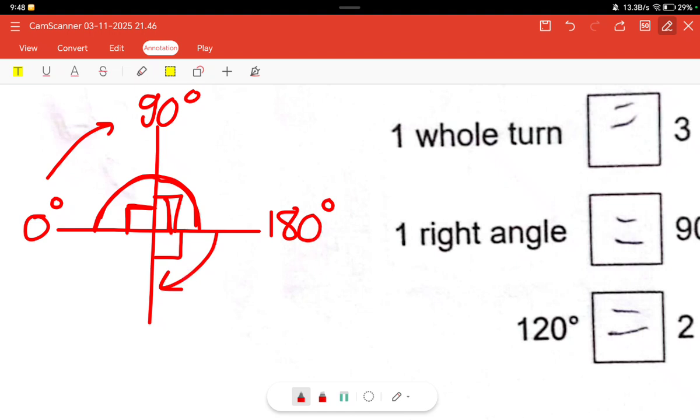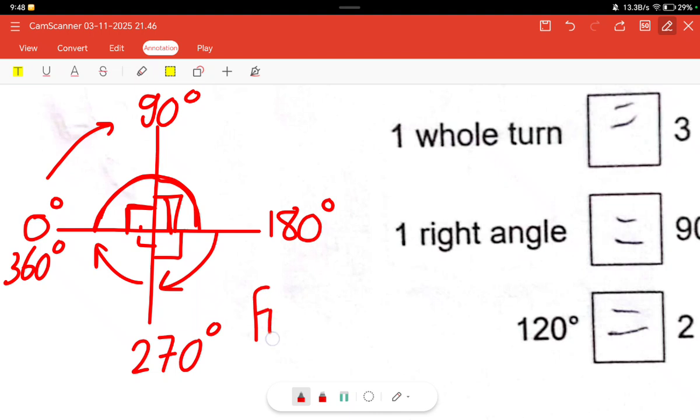add another 90 to 180 will equal 270 degrees, 3 quarter turns, which means 3 times 90 equals 270. And if you turned another 90 degrees, it will give you 360 degrees, as you moved 4 right angles, or 4 quarter turns, or a whole turn.